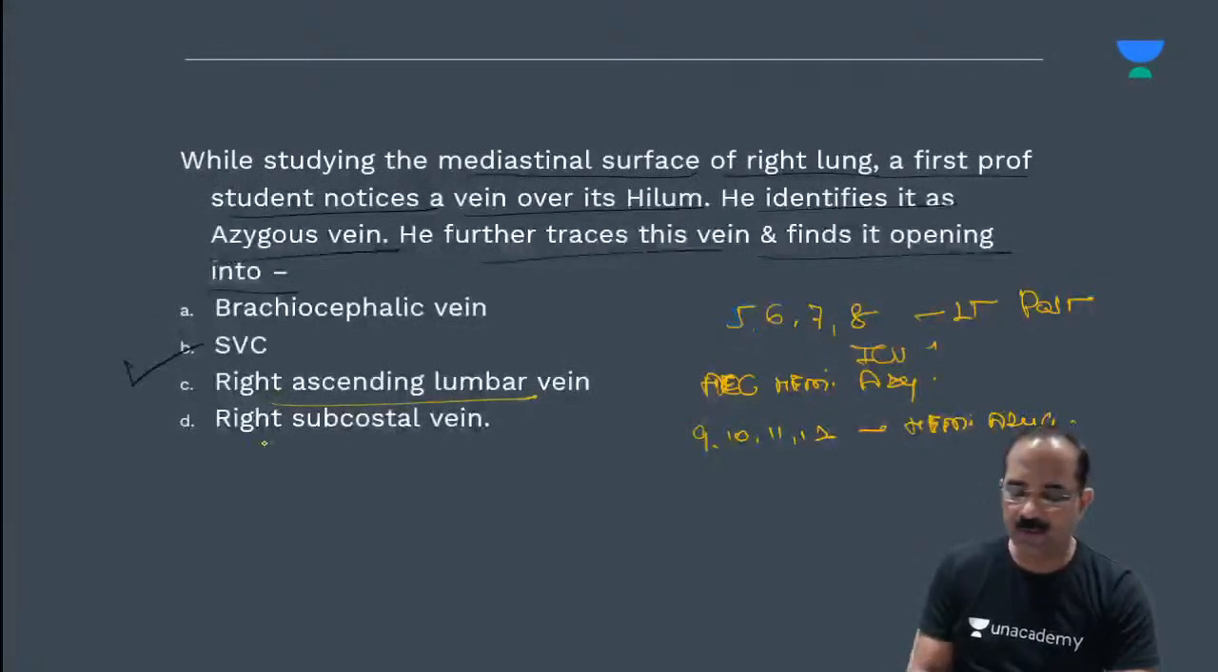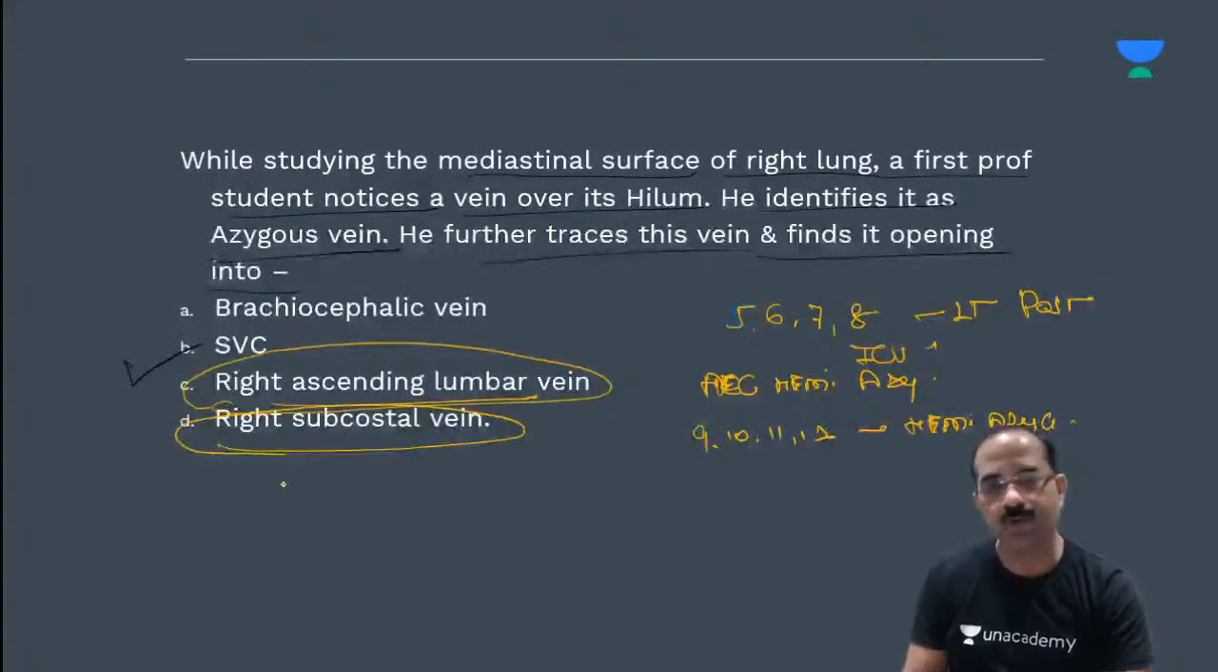Anything else? The right ascending lumbar and the right subcostal. Is that clear? These will join to form the azygos vein.